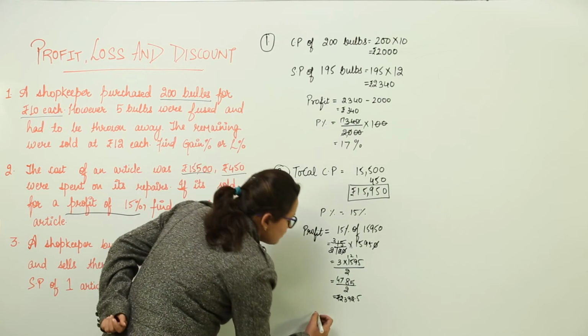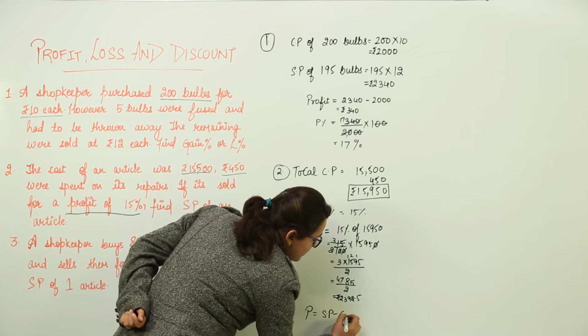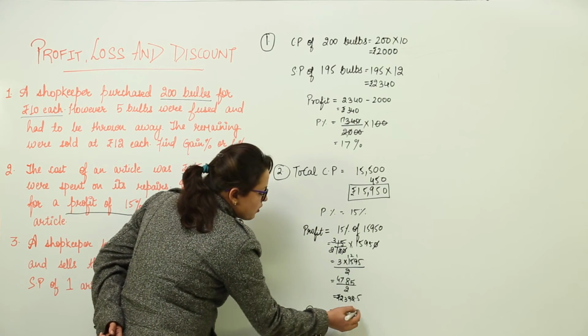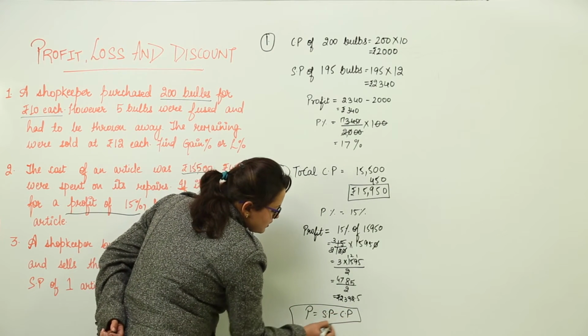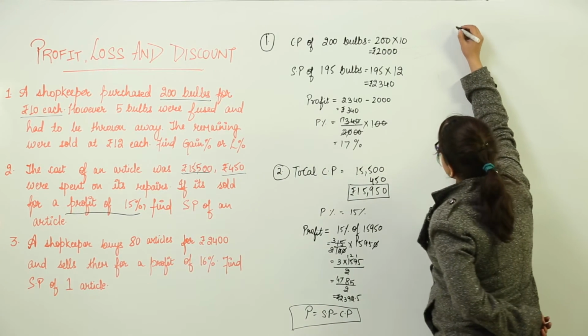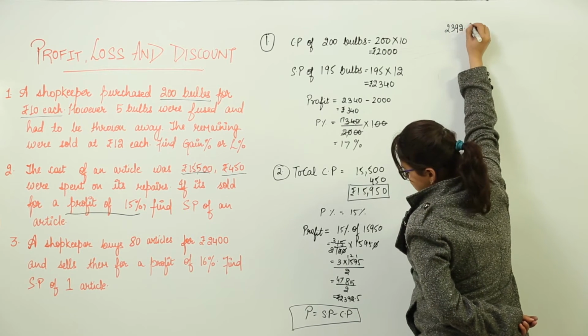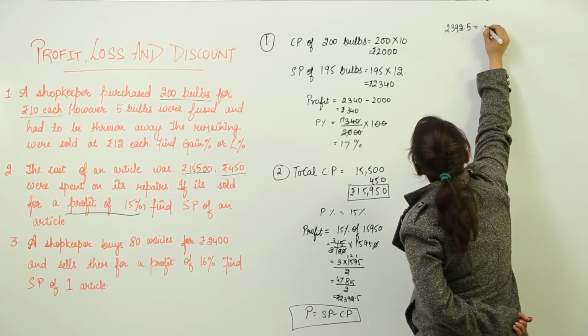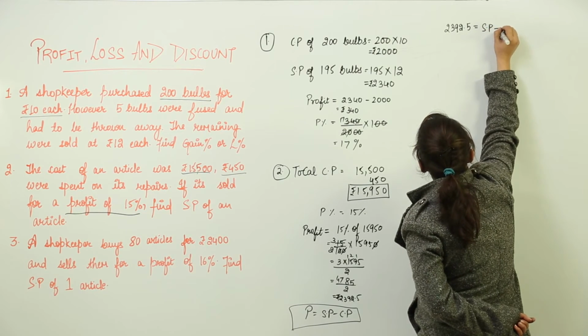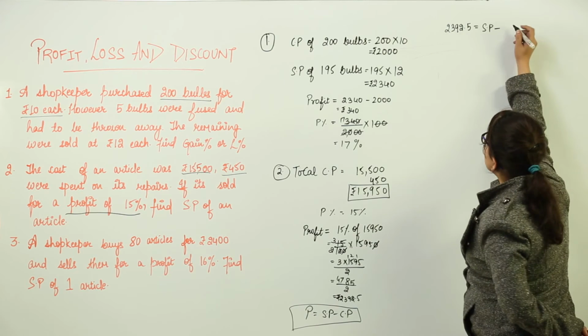Yes, we can. We discussed one formula earlier. Profit is equal to SP minus CP. Now in this formula, we have two quantities known and one is the unknown quantity. Now let us write the profit, which is 2392.5 equal to the selling price that we have to find out minus what is the cost price? It is 15950.